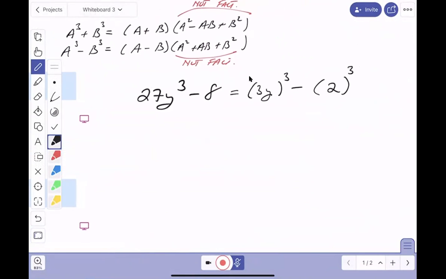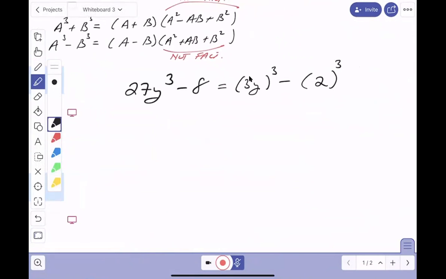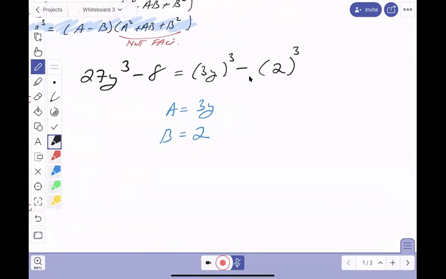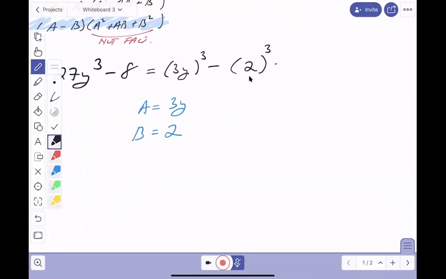So what I'm going to claim over here, and someone says, which one are you going to use? I want to make sure you know which one I'm going to use. I'm using this one over here. So I'm going to write this over here. What's the A then? The A is 3y. And what's the B? The B is 2. So what I want to do is see if I can do it. It's going to be A minus B, 3y minus 2.